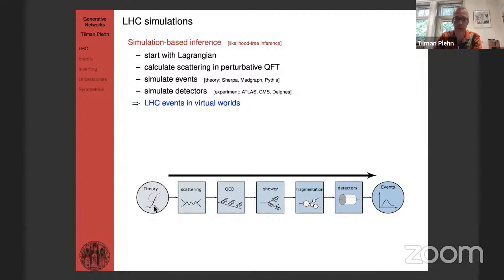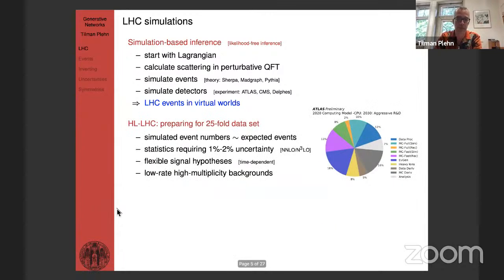Chain. So here you see the simulation chain that goes from theory to scattering, hard scattering, QCD shower, fragmentation, detectors, to events. As Mihoko alluded to, never forget the fragmentation and the detector effects when you do LHC physics. And that is going to be a problem because for the high luminosity LHC, we have to prepare a roughly 25-fold data set of what we have now.